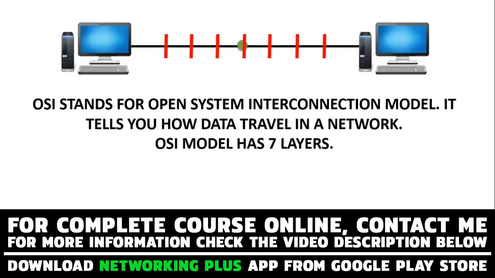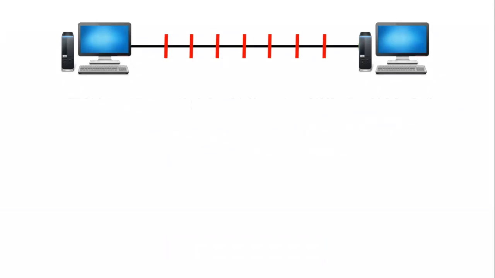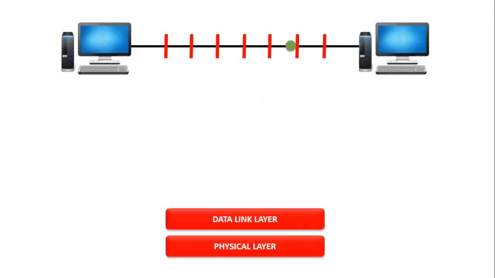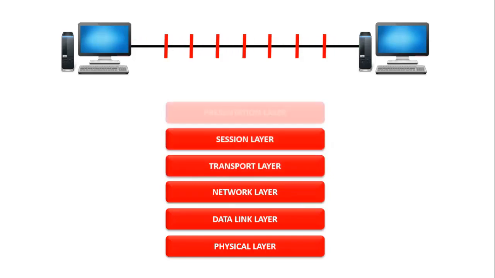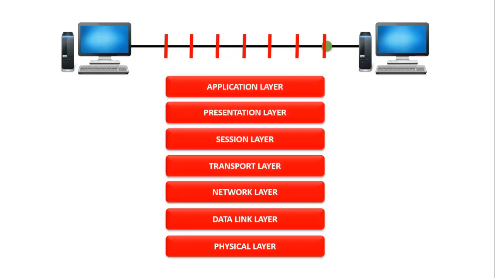OSI model has 7 layers. What are those layers? Let's find out. Physical layer, data link layer, network layer, transport layer, session layer, presentation layer and the application layer. These are the 7 layers of OSI model. Now it is very important to remember all of these 7 layers in a serial order.